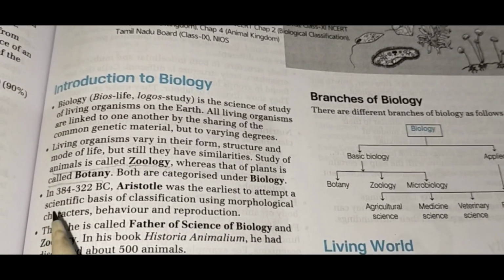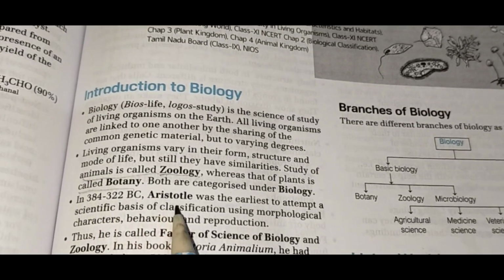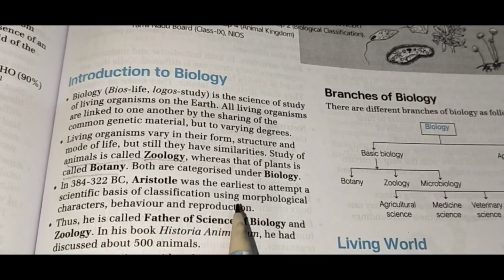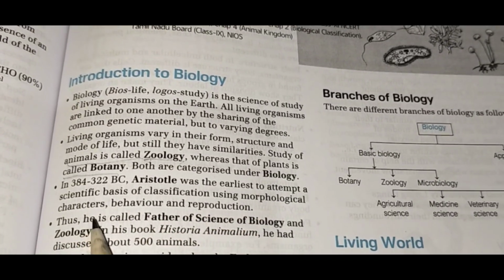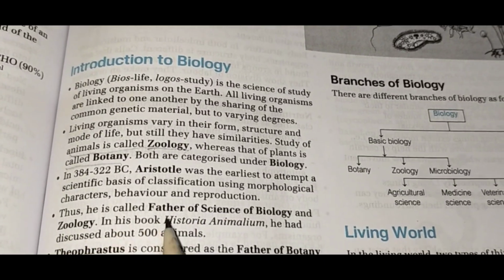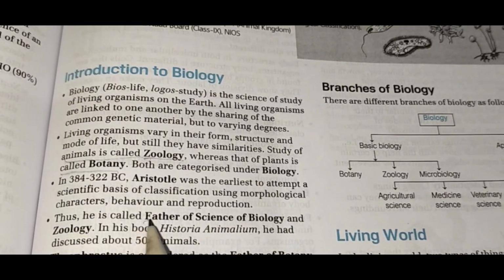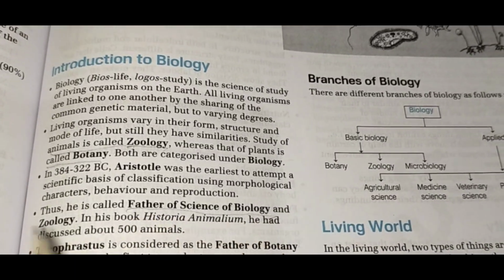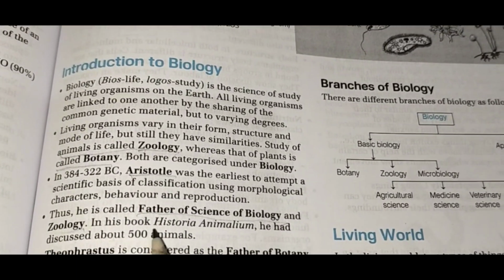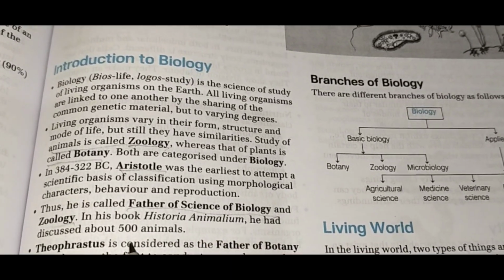In 384 to 322 BC, Aristotle was the earliest to attempt a scientific basis of classification using morphological characters, behavior, and reproduction. Thus, he is the father of the science of biology and zoology. So this is an important point. The father of biology is called Aristotle, right? In his book Historia Animalium, he discussed about 500 animals.